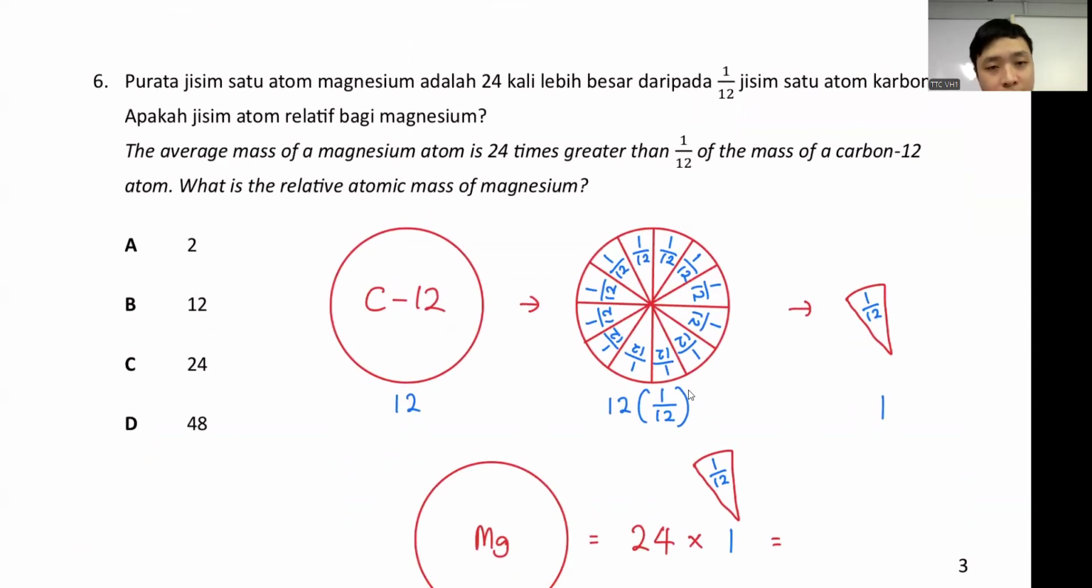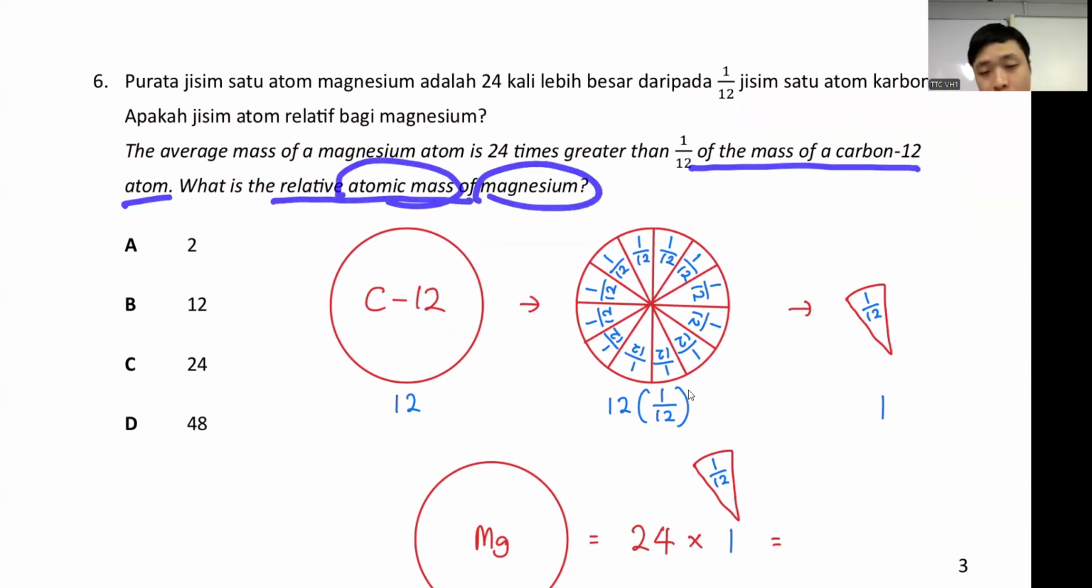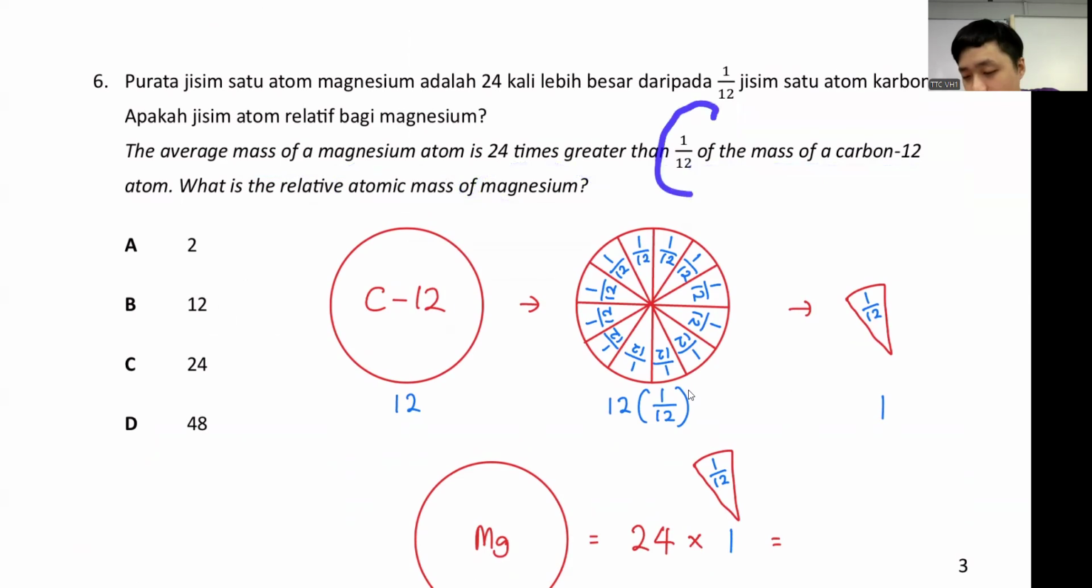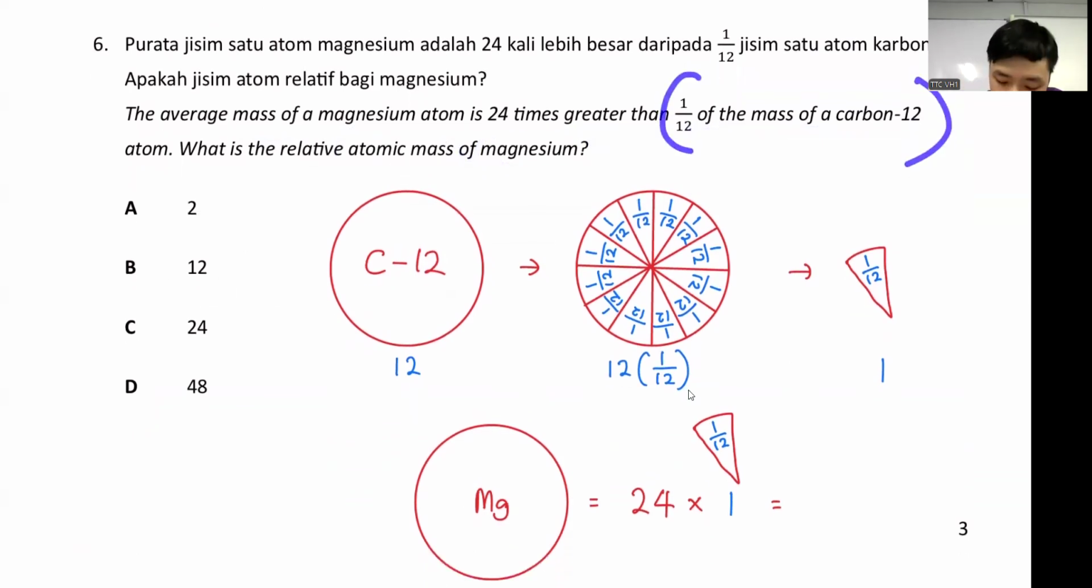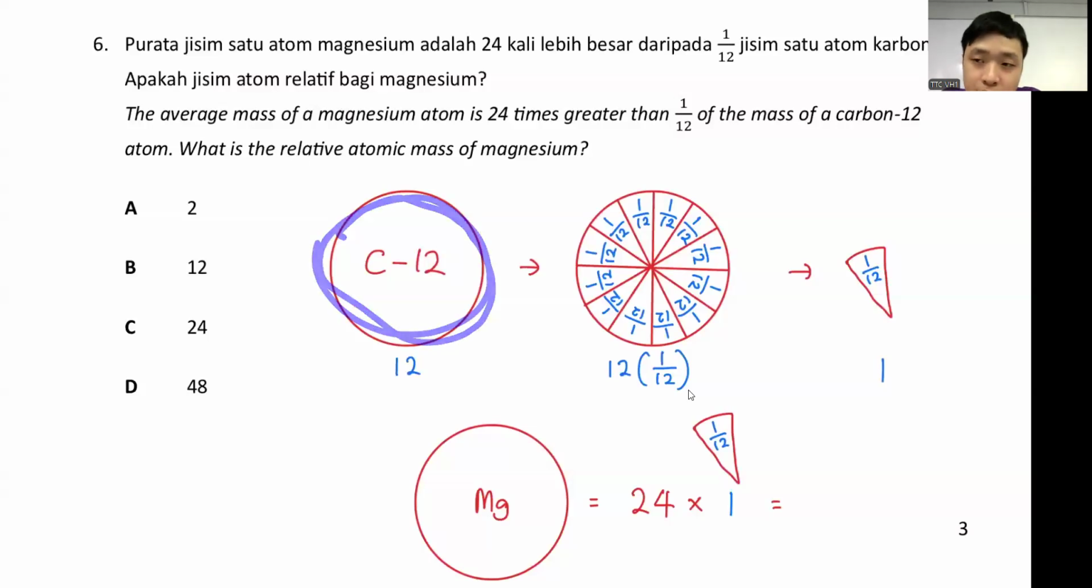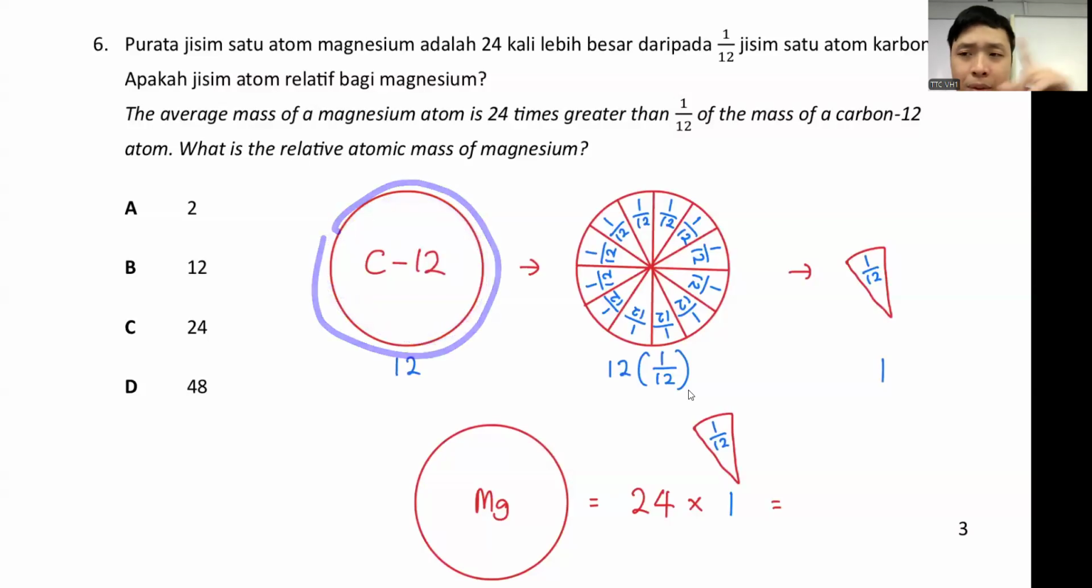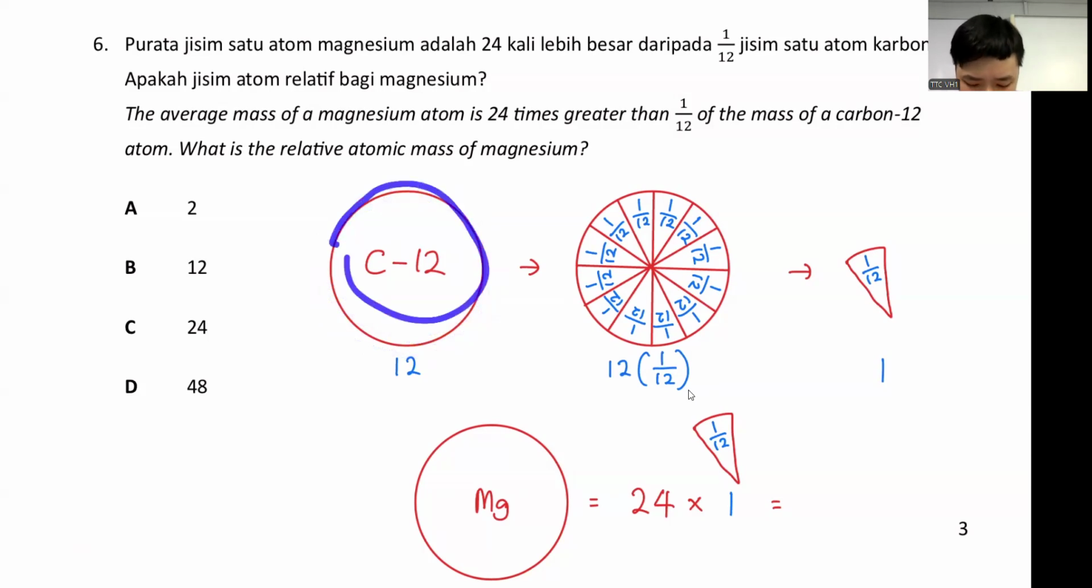This question asks: the average mass of a magnesium atom is 24 times greater than 1/12 of the mass of a carbon-12 atom. What is the relative atomic mass of magnesium? Some people still don't get this concept. 1/12 of the mass of carbon-12. The mass of carbon-12 itself is like this. Let's say one carbon atom, the mass is 12.